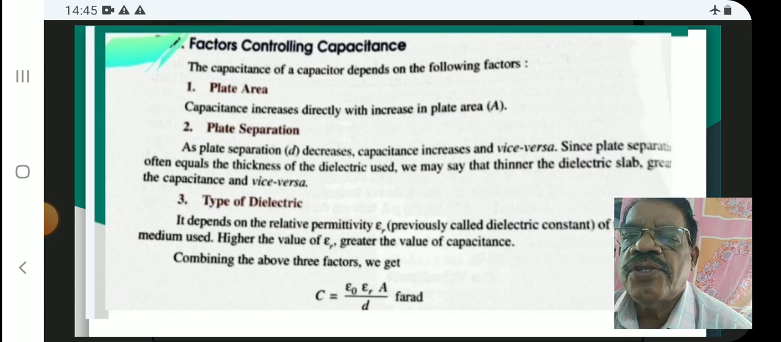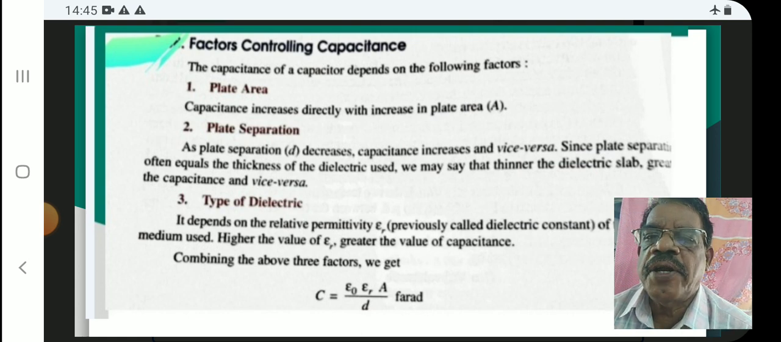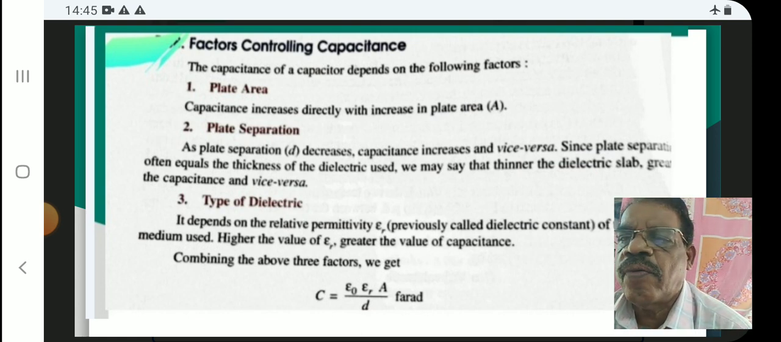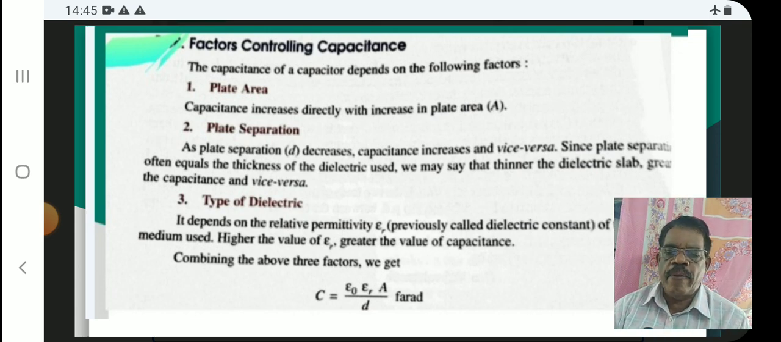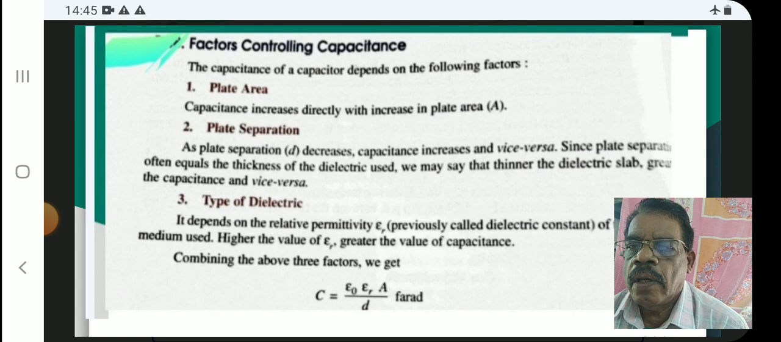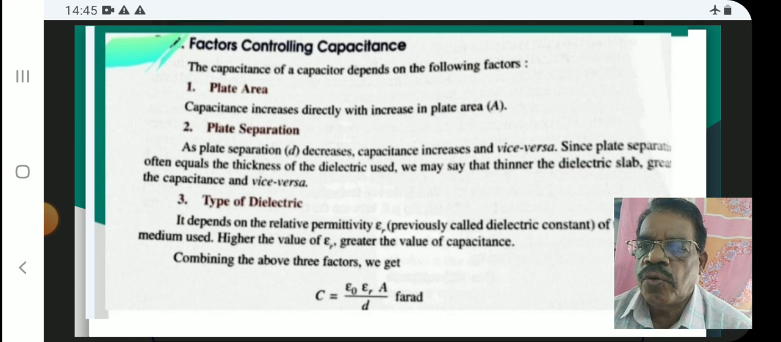The capacitance of a capacitor depends upon the following factors. Number 1, plate area. Capacitance increases directly with increase of plate area. Plate area കൂട്ടിയാൽ capacitance കൂടും. Number 2, plate separation. അകലം കൂടിയാൽ capacity കുറയും.